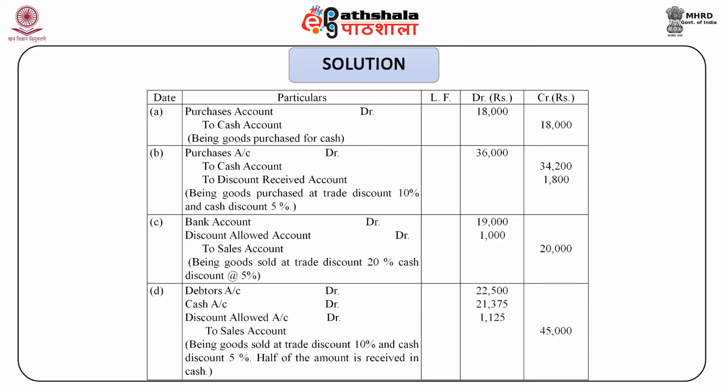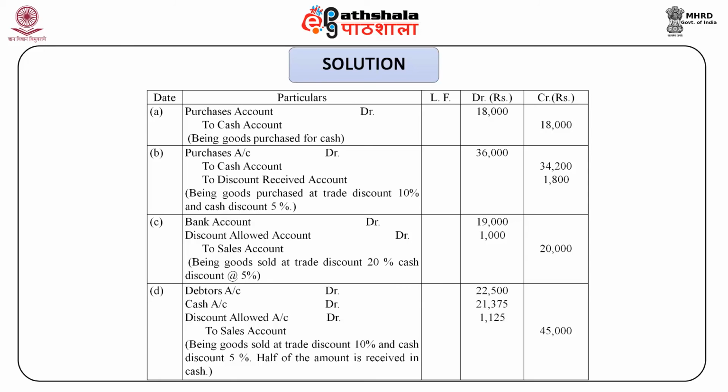C. Sold goods to Raja for cash for Rs 25,000, allowed him trade discount 20% and 5% cash discount. Received the total due amount by check. The entry to this will be bank account debited by 19,000 rupees, discount allowed account debited by 1,000 rupees and sales account to be credited by 20,000 rupees.